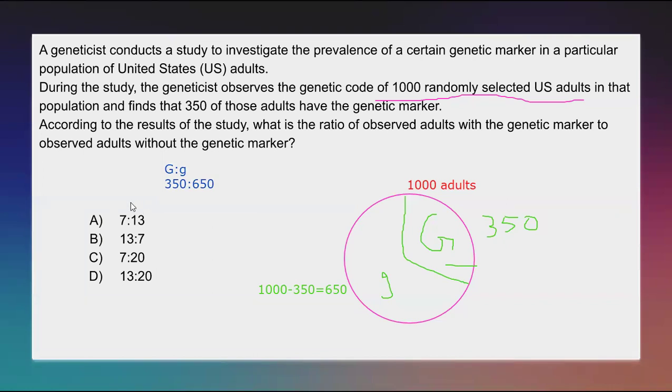These are much smaller. So what that means is there's some sort of common denominator that we could use here. So keep in mind that whenever you have a proportion, if you multiply or divide both sides by the same thing, then that proportion is going to remain equivalent. So in this case, we're going to go ahead and divide each side by 50. And if you do that, you'll get 7 to 13. So A is our answer.